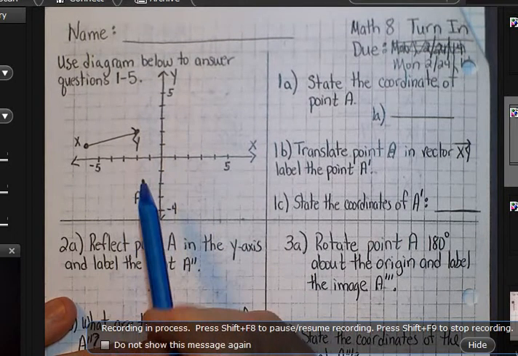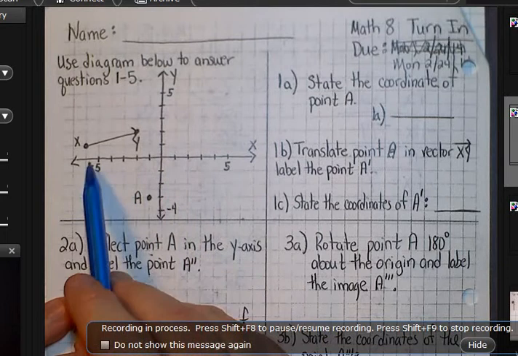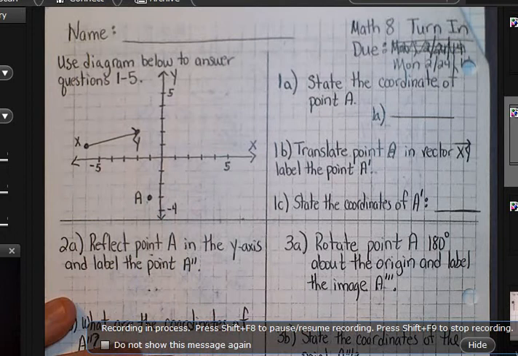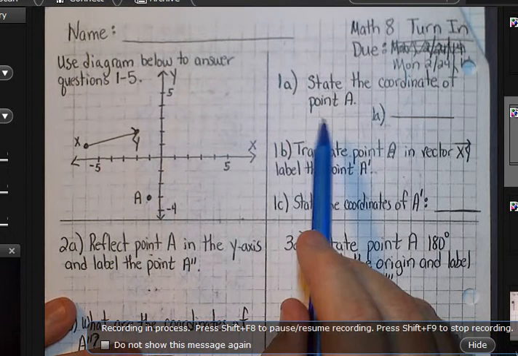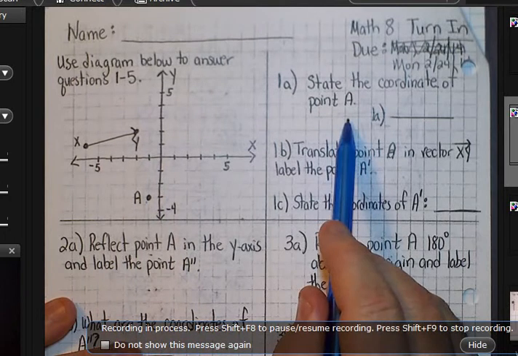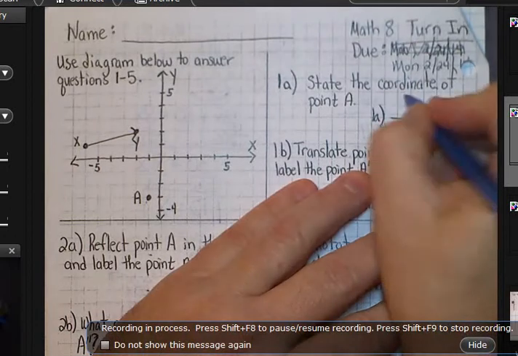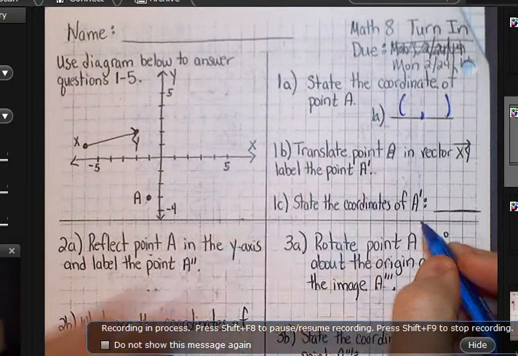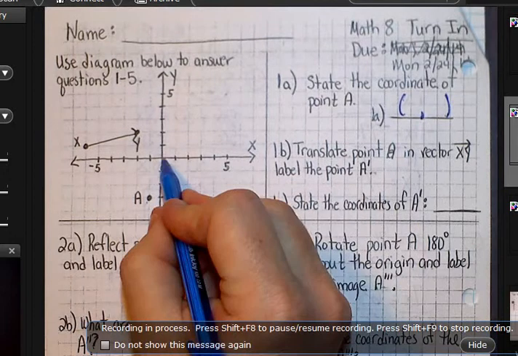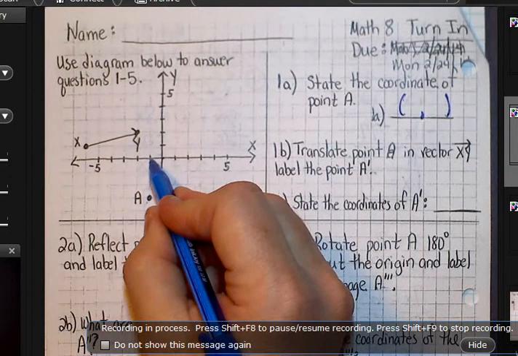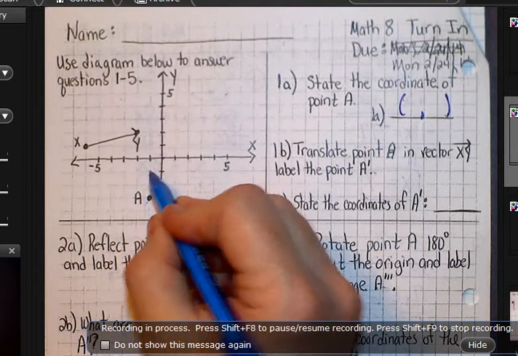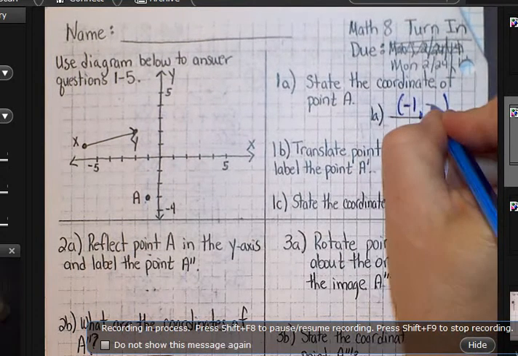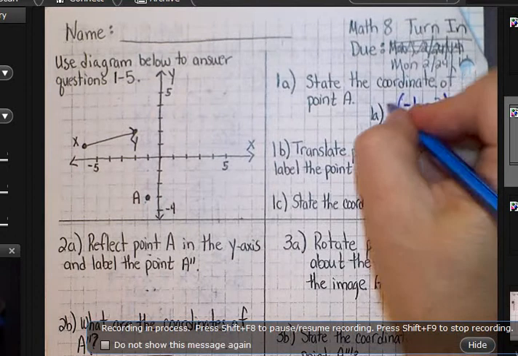In the diagram, I have a vector from x to y, and I have a point A. All right. For 1A, it says state the coordinates of A. So A is going to be, and again, when you state coordinates, remember parentheses with that comma in between. You're looking for an x value and you're looking for a y value. So you start at the origin. I have to go back 1, which is -1, and I have to go down 1, 2, 3, which is a -3. So the coordinates of point A would be -1, -3. And if you want to, you can put that A in front.